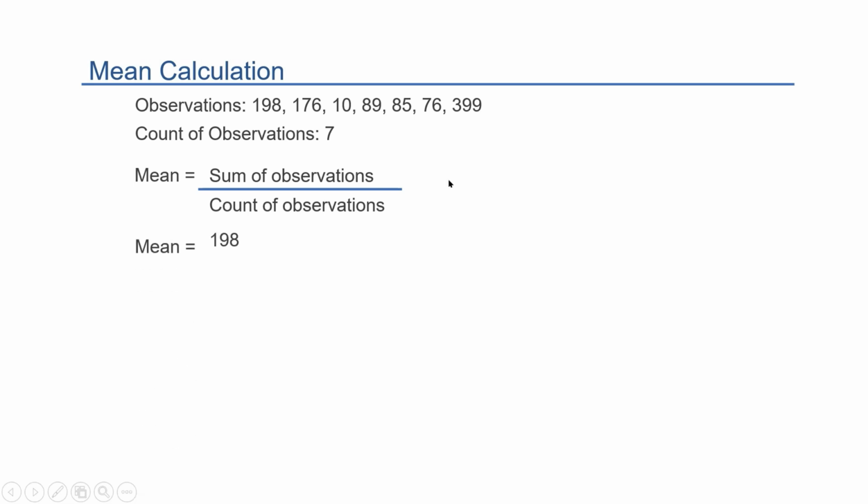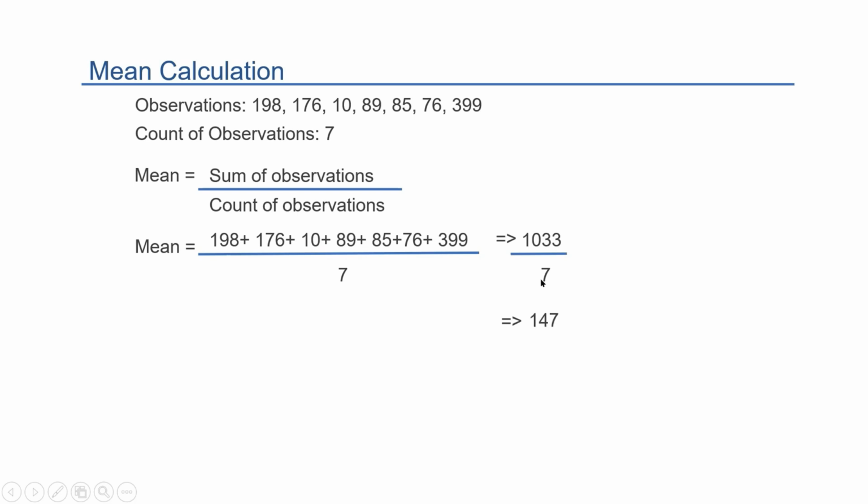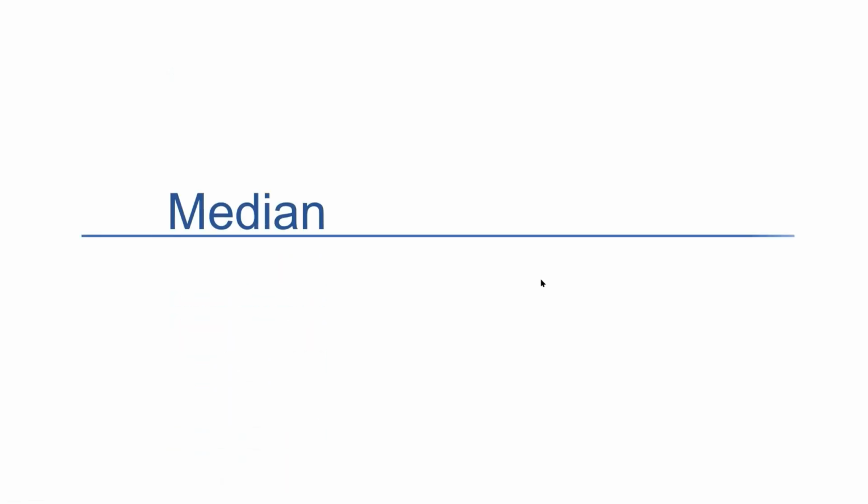Suppose we go on and add all the numbers together and then divide it by 7. That comes to 1037 divided by 7, which gives us our mean, that is 147.57.